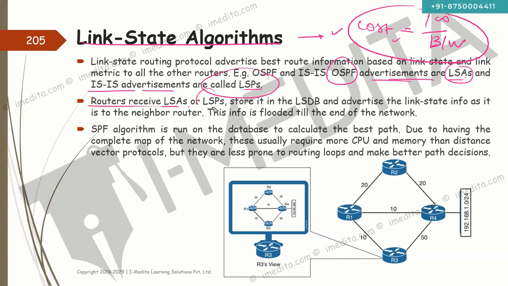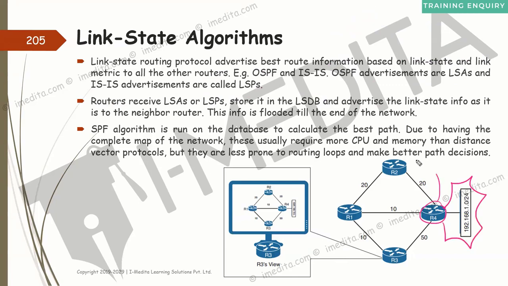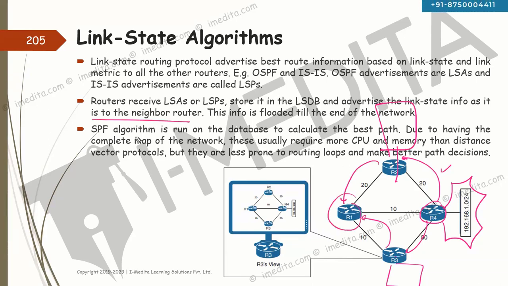Routers receive the LSA or LSP, store it in their database, and then advertise the information as it is to the neighboring router. When router 4 advertises this information to router 2 and router 3, router 3 is going to store that information in its own database, and then advertise it onward without making any changes. Router 2, once it receives that information, stores it in its own database and advertises it to the neighbor router as it is.